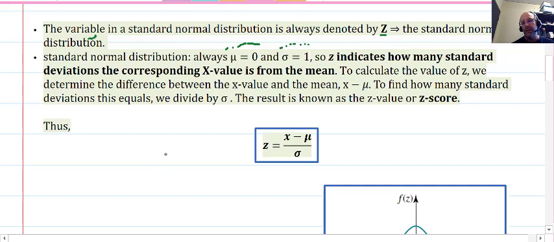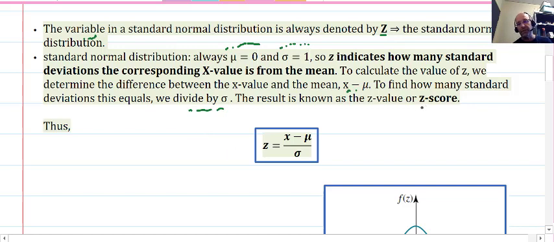So Z indicates how many standard deviations the corresponding X value is away from the mean. It does correspond with an X value. We were talking about transformations and conversions in the previous video, and that's where they're coming from. To calculate the Z value, we look at the difference between it and the X value, whether it's above or below. That is given by X minus mu. And we need to find out how many standard deviations fit into this. We simply divide by the standard deviation.